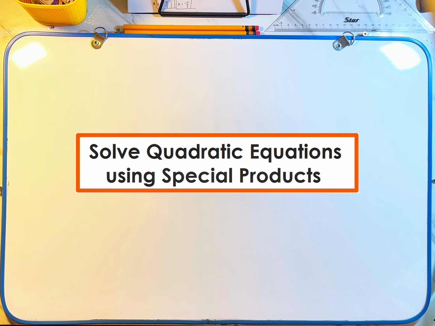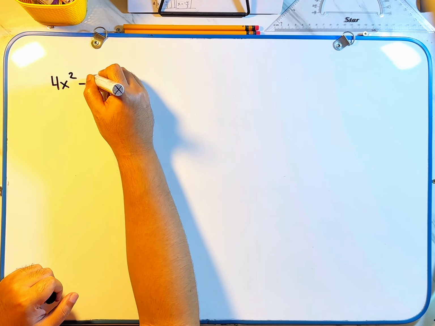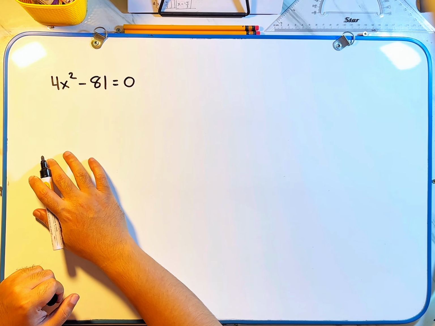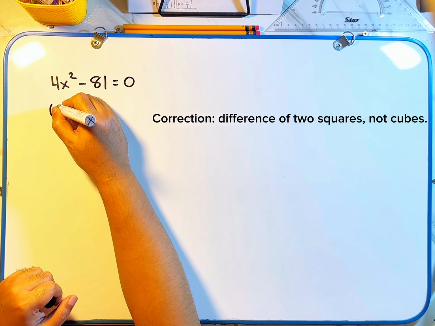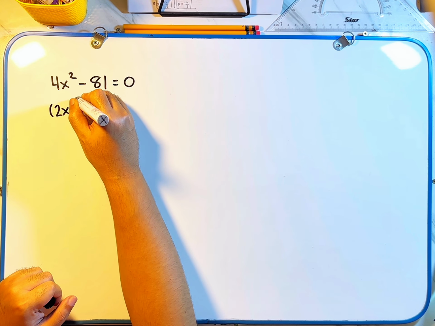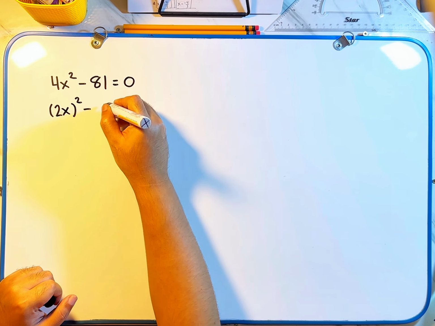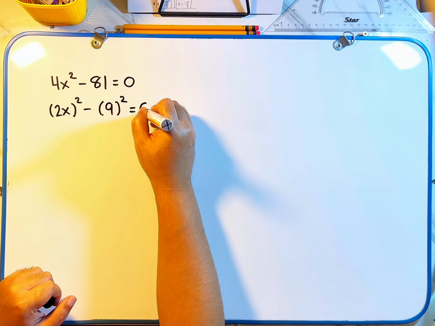Hello, in this video let us discuss solving quadratic equations using special products. Okay, say we have to solve for x squared minus 81 equals 0. We will factor this using the difference of two squares because we can write this as (2x) squared, 4x squared, minus 81 is 9 squared, equals 0.